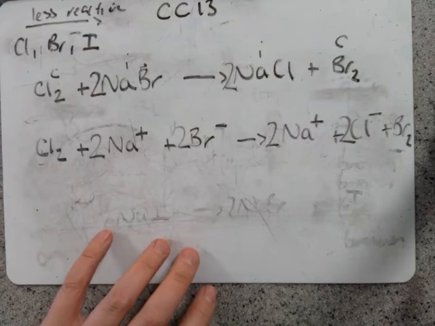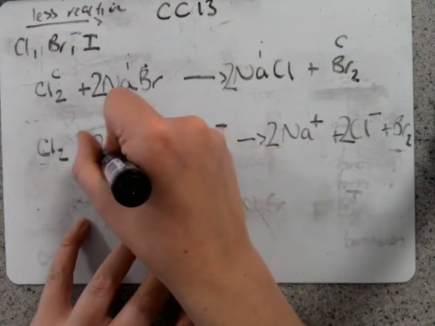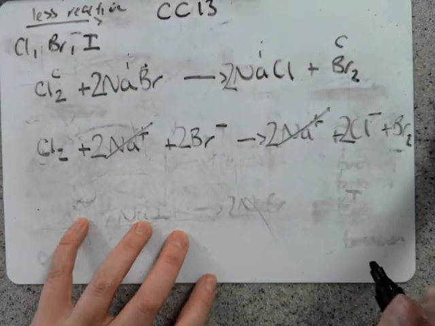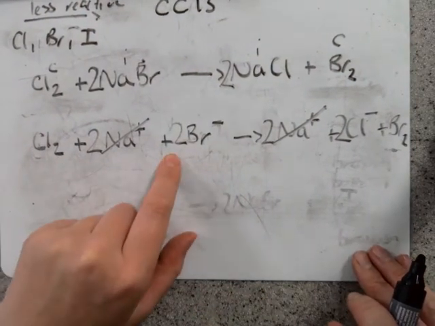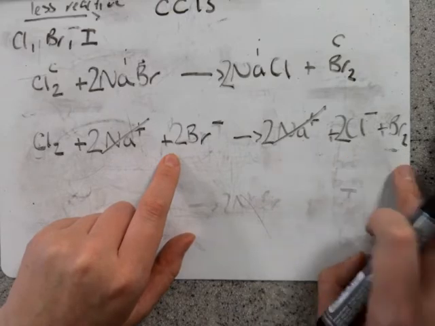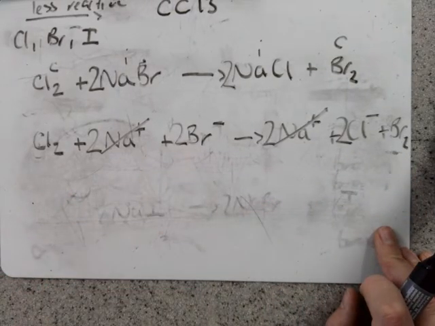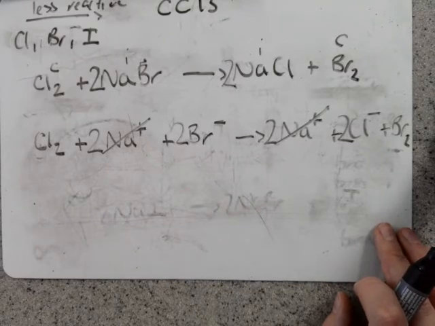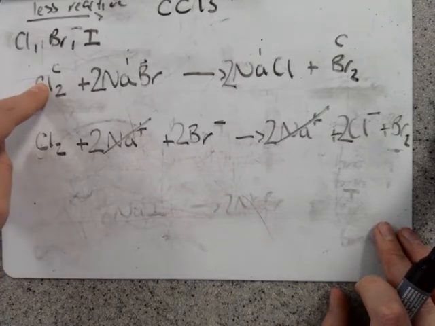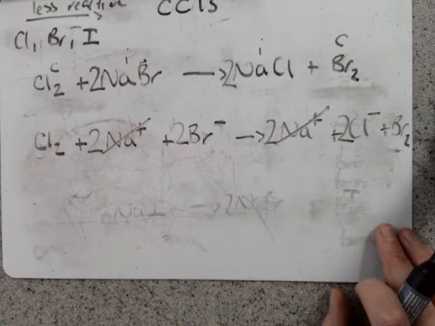Next thing I do is cross out what we call the spectator ions, the things that are exactly the same on each side. And what I'm left with is my ionic equation. So Cl2 plus 2Br minus goes to 2Cl minus and Br2. And you can write that out again underneath, and that's your ionic equation. If you're asked to do that, that will be worth 3 marks. And it doesn't matter which of these equations I use, you follow the same process each time.